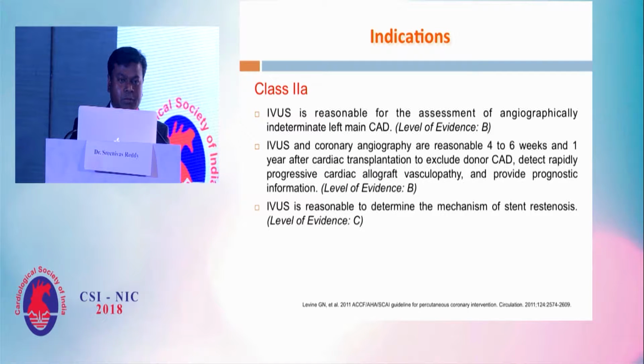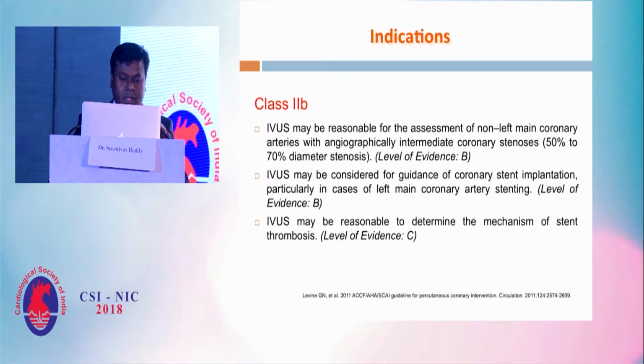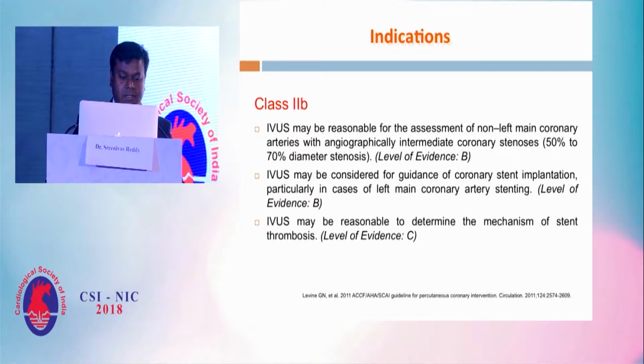So now it has come to a class 2A indication for intermediate type of disease, for cardiac transplantation, prior to cardiac transplantation, and to understand the mechanism of ISR. And especially for left main coronary artery stenting, we have class 2B evidence.